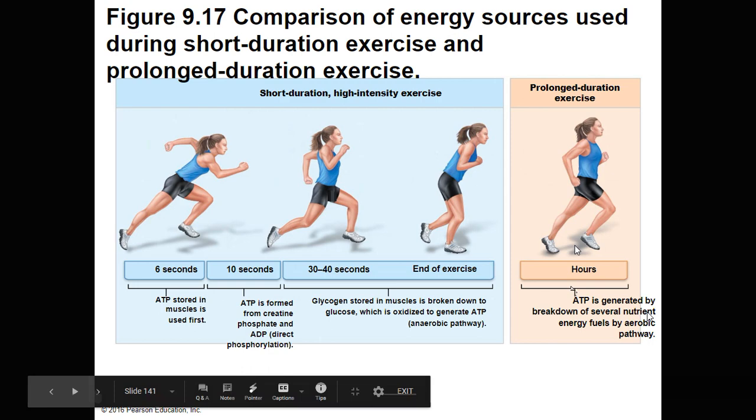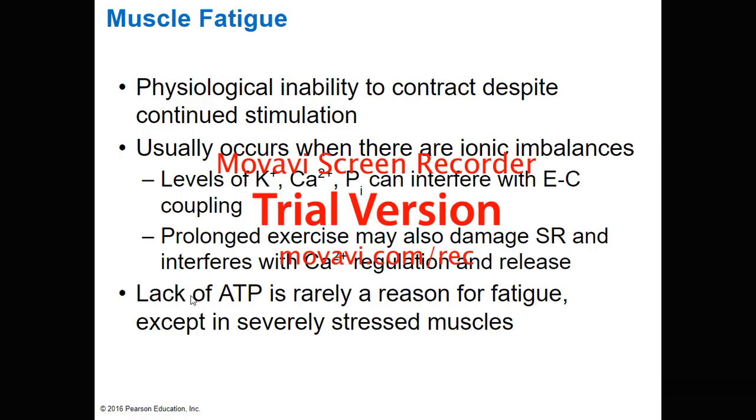Prolonged exercise may damage the SR and interfere with calcium regulation and release, or the levels of potassium, calcium, and phosphate can interfere with EC coupling. Normally muscle fatigue is going to be caused by these reasons, not lack of ATP. There's going to be ATP there. That's not going to be the problem. The problem is that the muscles are fatigued and they can't contract even though they're being stimulated.